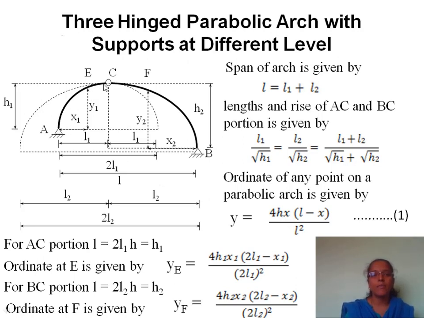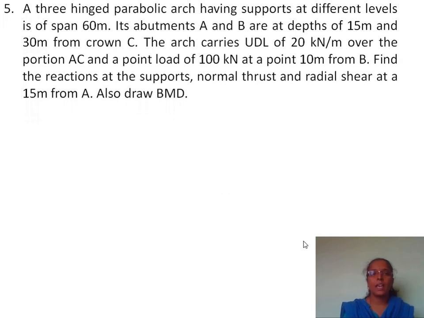If it is in the left segment, then you have to substitute H as H1 and L as 2L1, whereas if it is in the right segment, you have to substitute H as H2 and L as 2L2. If you remember these important formulas, you can analyze a 3-hinged parabolic arch which supports at different levels. Next we will take up a numerical problem on this case.